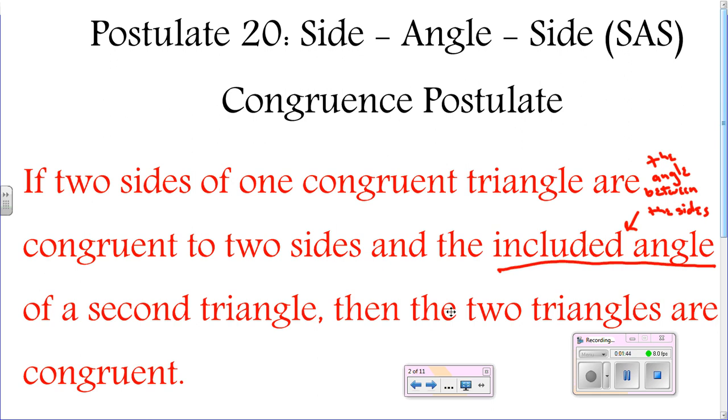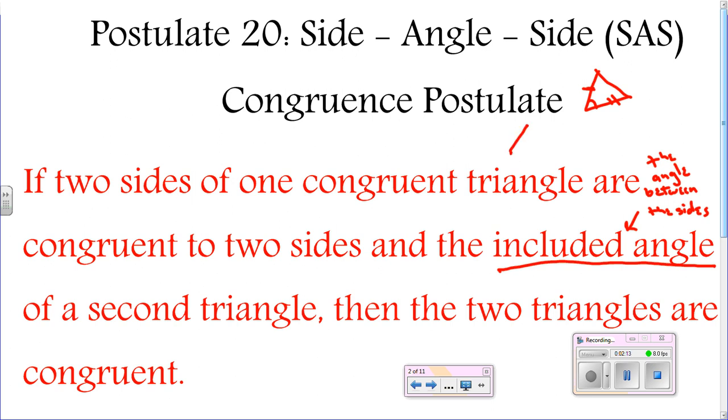Okay? That's what makes it included. Now, people always say, well, it's still in between the sides. So if I have a triangle here, like this, right? And I know this is congruent to another triangle, and that's congruent to another triangle. Then I need the angle in between those two. It has to touch both sides of the triangle.